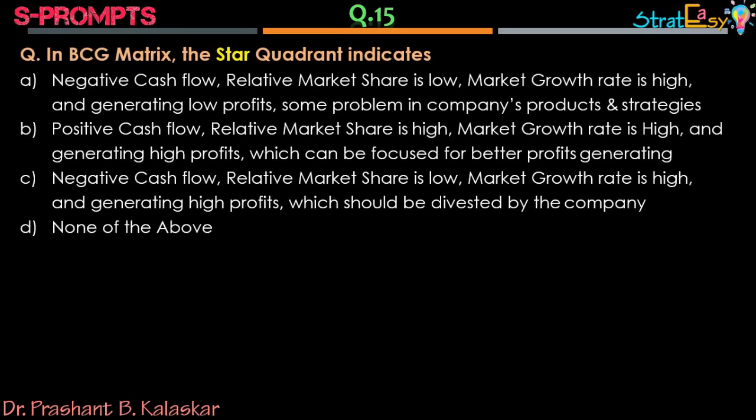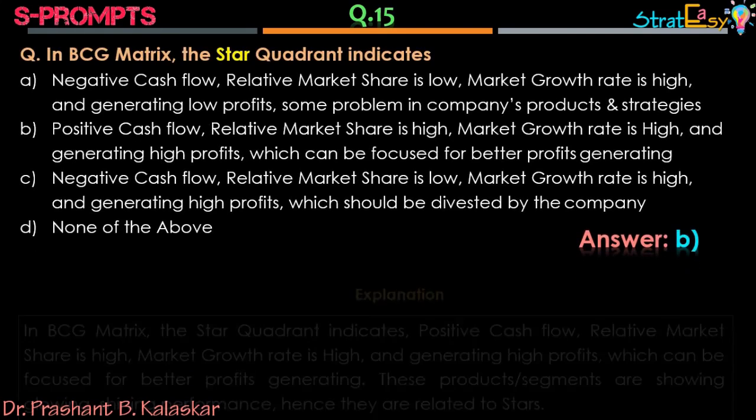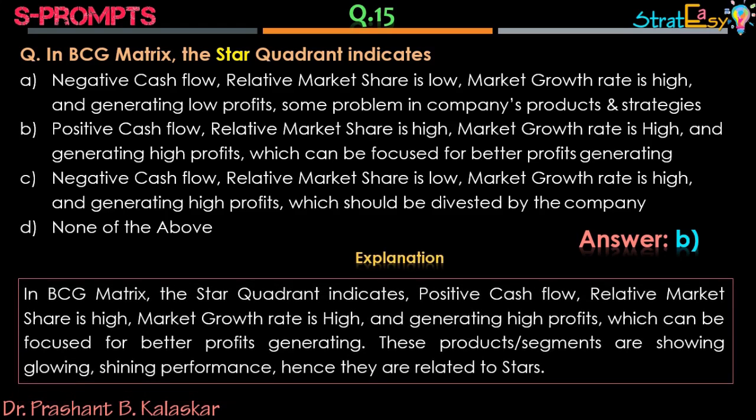Question number 15. In the BCG matrix, the star quadrant indicates, and the right answer is option B. In the BCG matrix, the star quadrant indicates positive cash flow, high relative market share, high market growth rate, and generating high profits, which can be focused on for generating better profits in the future. These products or segments show glowing, shining performance, and hence they are related to stars.